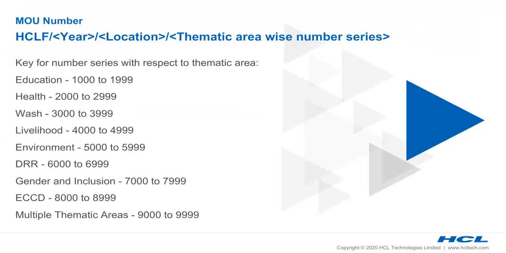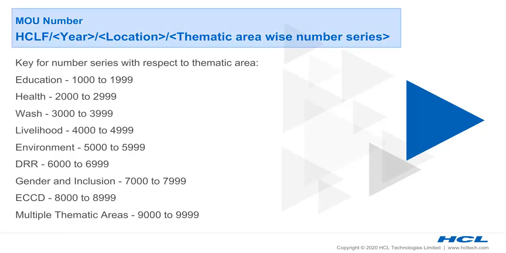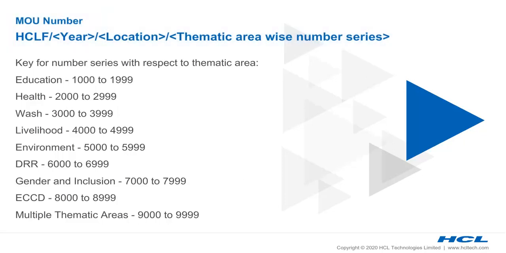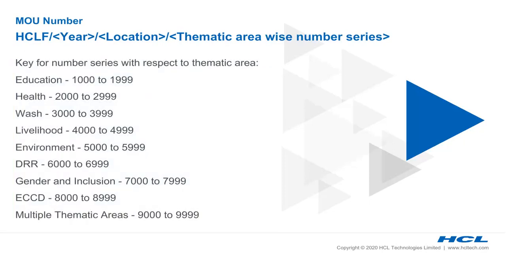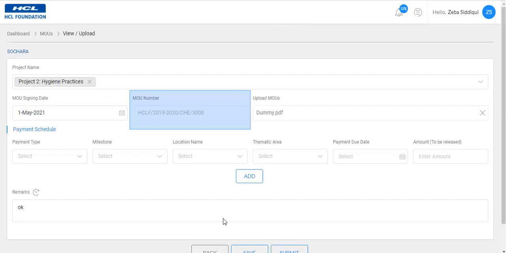The MOU number gets generated based on the logic mentioned on the screen. Every MOU number begins with HCLF followed by the year, location and thematic area-wise number series. The number series are also highlighted on the screen. Please note that in case there are projects from more than one location in a MOU, the location would be taken as PAN by the application. In the test case, you can see the MOU number getting populated and grayed out.